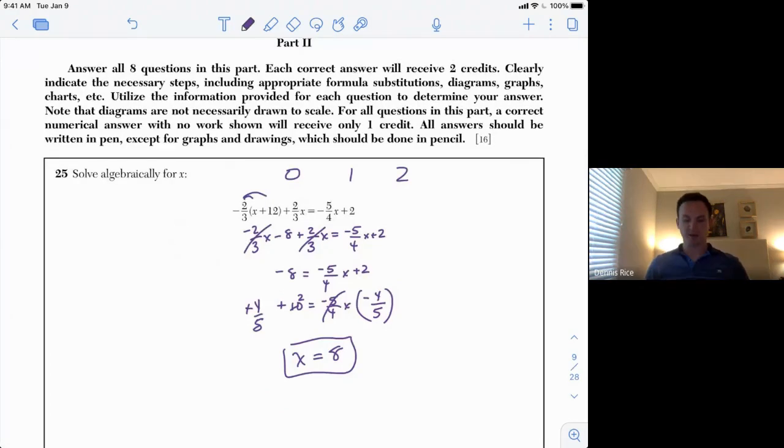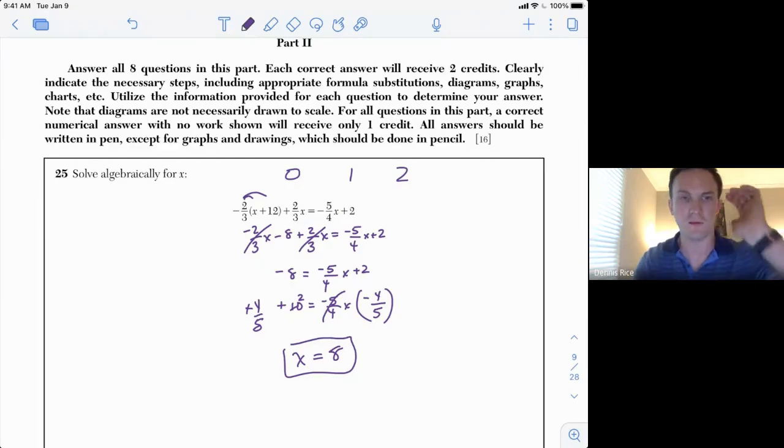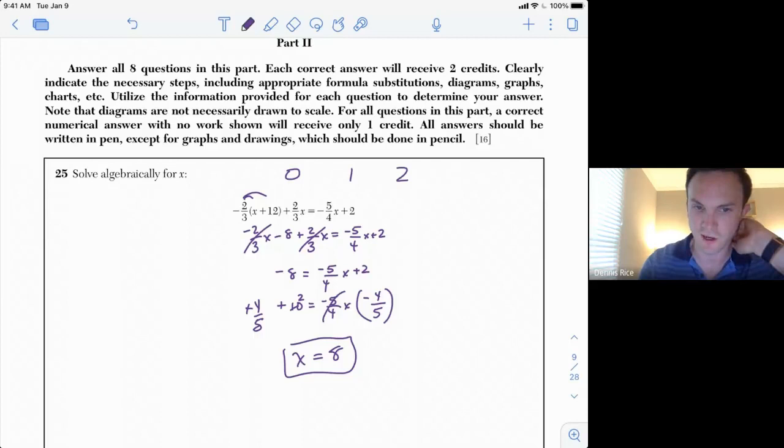Now, let's talk about grading. If you just wrote x equals 8, let me pull up the model responses just to make sure. This did say algebraically, so you did have to show a process here. So if you had the work and you wrote x equals 8, 2 out of 2. Okay? I'm pulling up the model responses here.